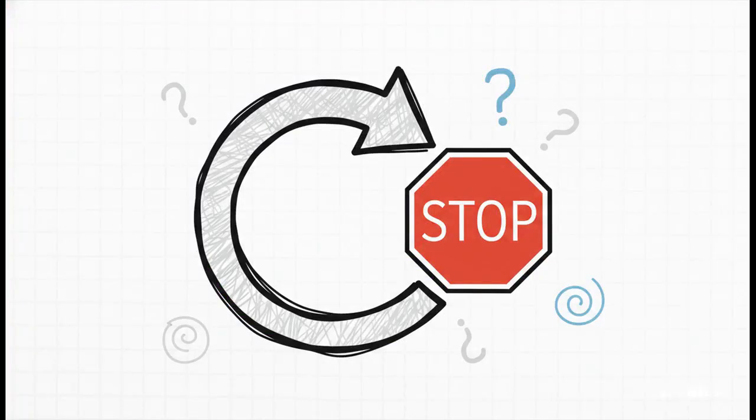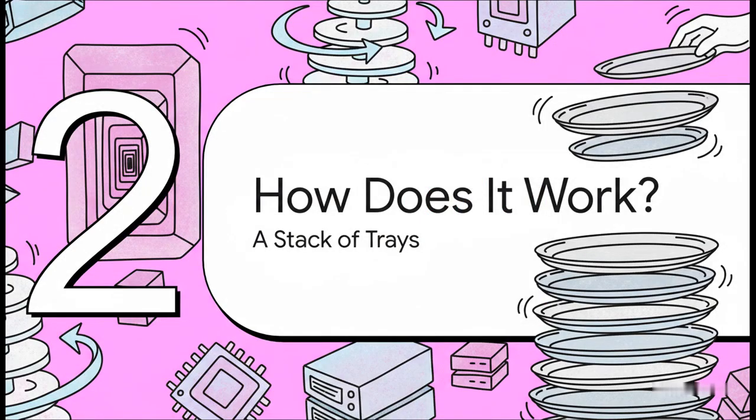Okay, I know what you're thinking. That sounds like a riddle, right? A function that calls itself? Shouldn't that just get stuck in a loop and run forever? So what's the trick? How does it know when to stop? To figure that out, we've got to peek under the hood and see how the computer keeps track of all this. To see how the computer avoids getting trapped in that infinite loop, we're going to use a really great analogy. The way it manages all these self-calls is a lot like a stack of trays in a cafeteria.